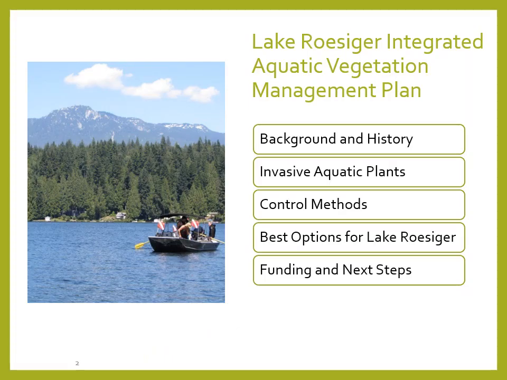By the end of this presentation, we hope you have a good idea of the plan that you feel confident in deciding the next steps for the community. We'll start off by talking a little bit about the background and history of the community work on invasive aquatic plants. Then we'll go into each of the invasive aquatic plants, what they look like, and how they can be identified, as well as the problems they cause. We'll then dive into control methods that can work for these aquatic plants. And then we put together what we think are the best options to help Lake Roesiger. You could then choose from these options and put your information into an online survey to give your feedback. Finally, we'll talk about funding and next steps to help complete this plan.